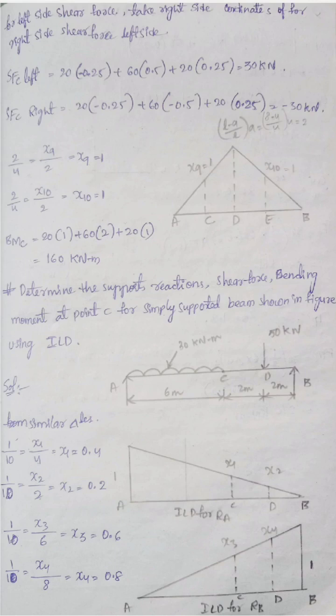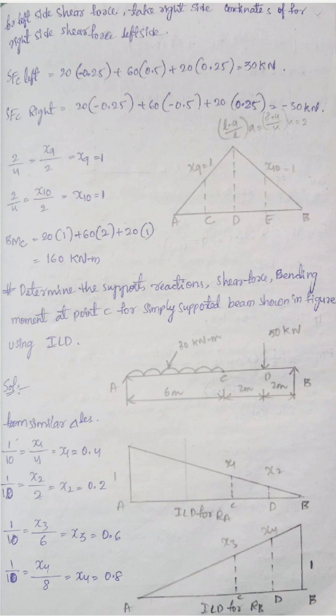So for left side shear force, we need to take right side ordinates, and for right side shear force, we need to take left side ordinates. That is, shear force at any point C left equals 20 into minus 0.25 plus 60 into 0.5 plus 20 into 0.25, equal to 30 kilonewton.